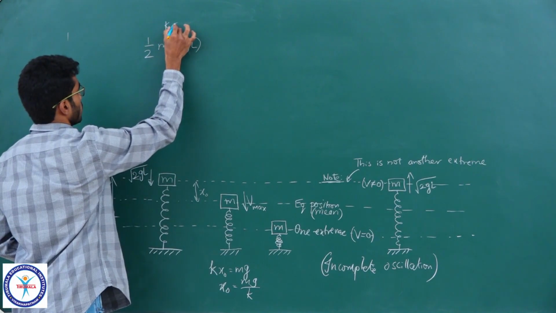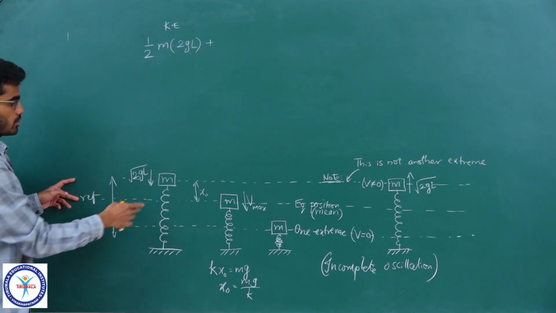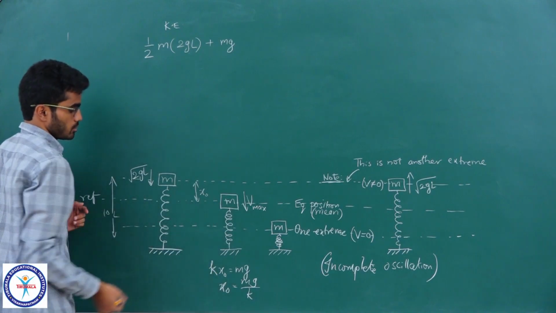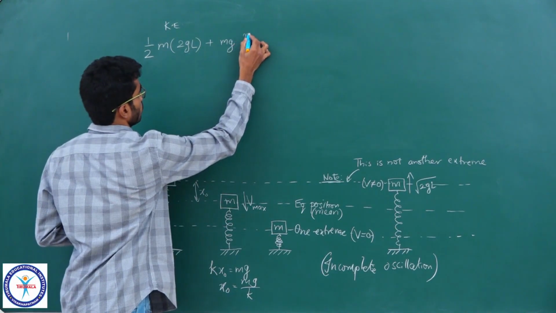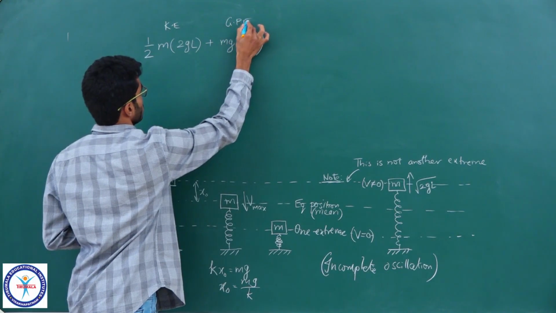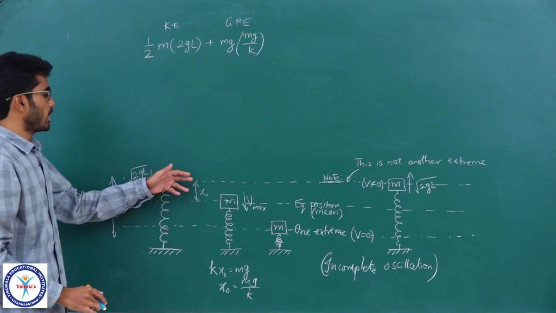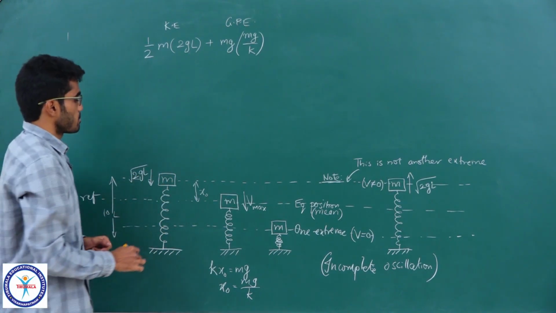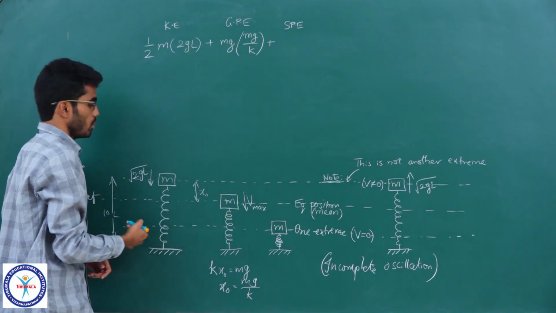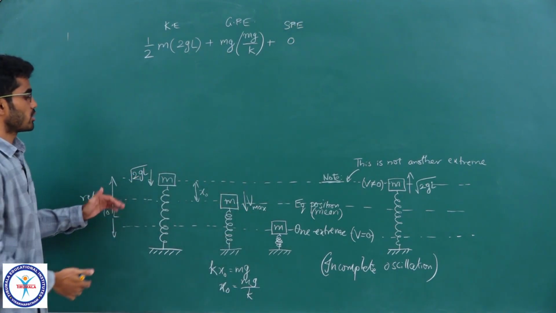This block's kinetic energy plus the gravitational potential energy will be mg x naught, but x naught is mg by k. This is gravitational potential energy. See that we have taken the reference at the equilibrium level, so it is at a height x naught from this level, and the spring potential energy is 0 because it is not compressed, it is at its natural length.